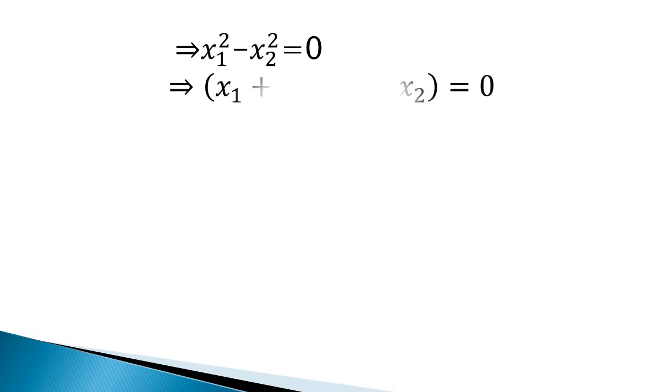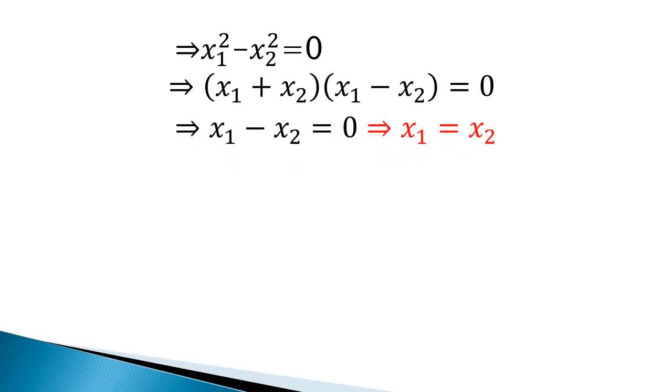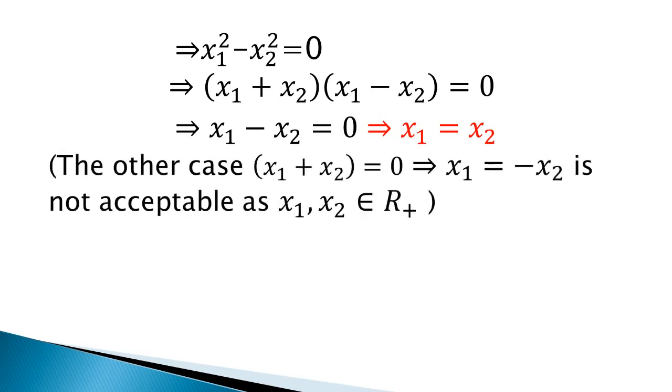Now x1 square minus x2 square will become 0, and upon factorization and solving, we will get it like this. The values of x1 and x2 are equal, because x1 minus x2 will become 0 here. See here, the other case, x1 plus x2 equal to 0, is not considered, because that will give us x1 equal to minus x2. But we know that x1 and x2 are non-negative real numbers, whose sum cannot be equal to 0. Thus we get that f is a 1-1 function.